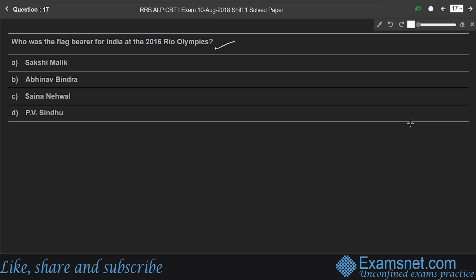Question number 17. Who was the flag bearer for India at the 2016 Rio Olympics? So options are Sakshi Malik, Abhinav Bindra, Saina Nehwal and PV Sindhu. Here students, Abhinav Bindra was the flag bearer, right? So option B. So he was the flag bearer for India at the 2016 Rio Olympics. So the events were organized in Rio de Janeiro in Brazil.